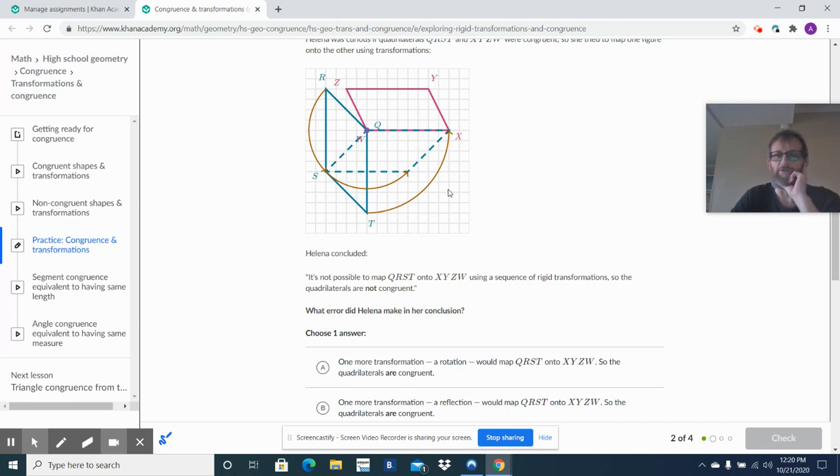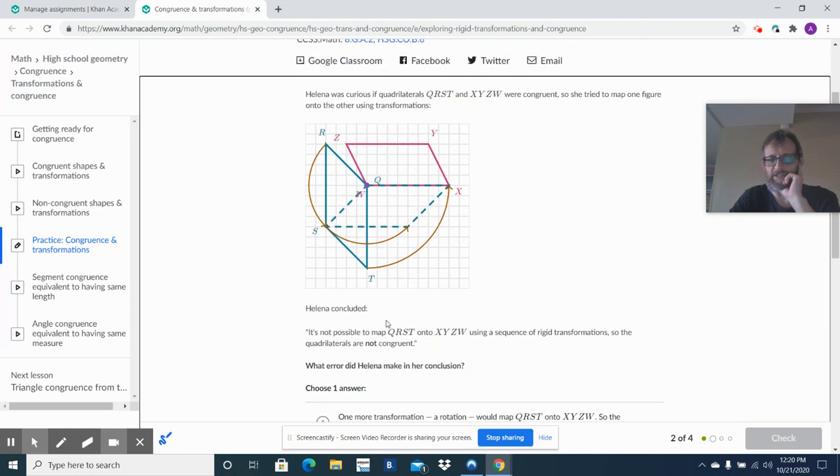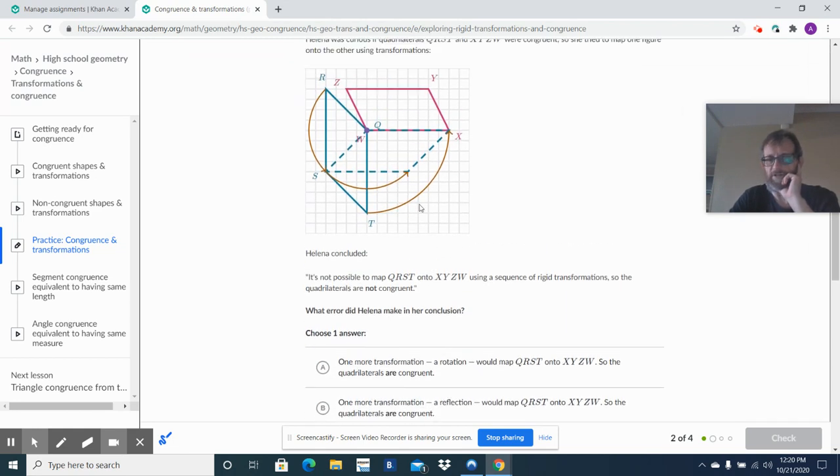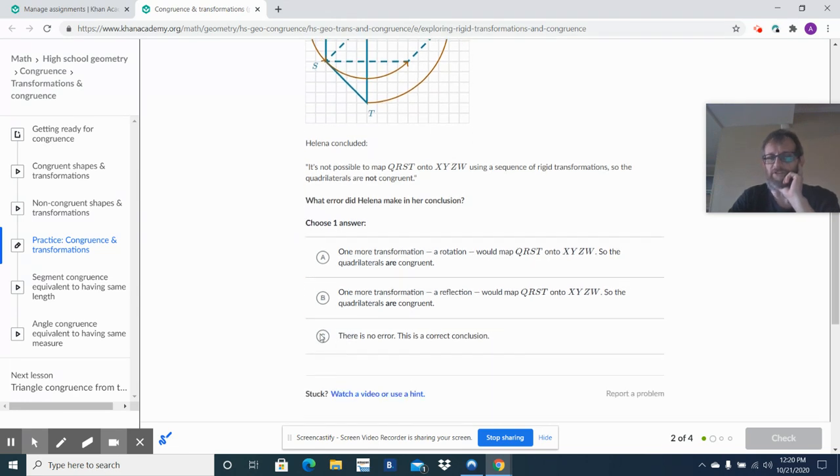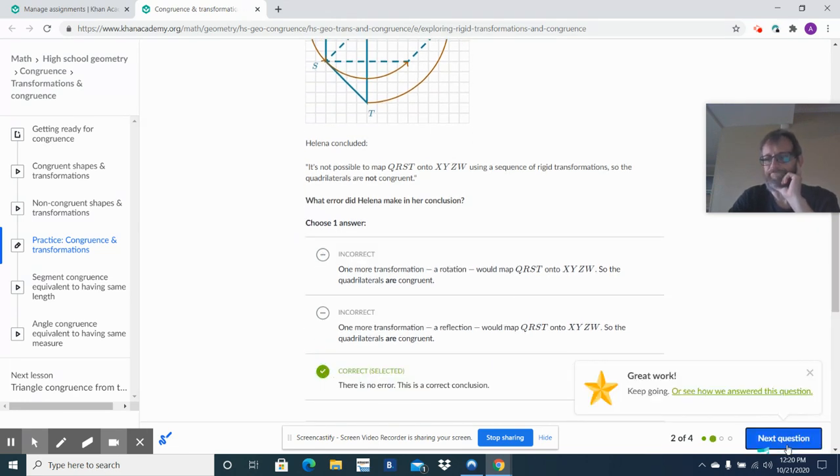She clearly did a rotation. All she needed to do was a reflection. Well, that's actually not true. As you can see, if you tried to reflect S, it wouldn't land on Z. If you tried to reflect S, it wouldn't land on Y. If you tried to reflect R, it wouldn't land on Z. They're not matching up, so that's not right. So no, another rotation wouldn't work, and another reflection wouldn't work. Neither one of those is going to get this to map onto this one. So again, there was no error. These are not congruent.